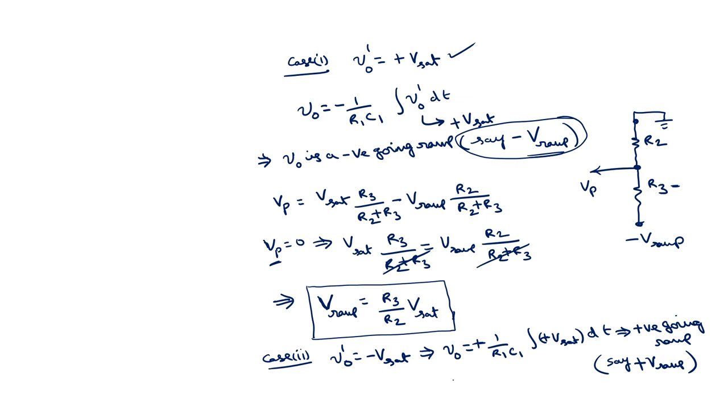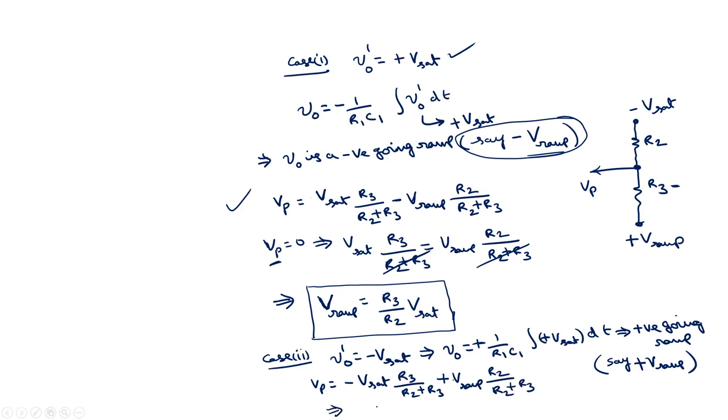Now what will be this output? Now this will be plus V ramp. That time here this will be minus V sat. So again, what will be this Vp? Similar to this expression. Now in place of plus V sat we have minus V sat. In place of minus V ramp we have plus V ramp. We just change the signs of V sat and V ramp. So Vp will be minus V sat into R3 by R2 plus R3, plus V ramp into R2 by R2 plus R3.